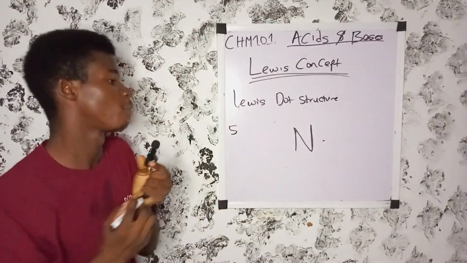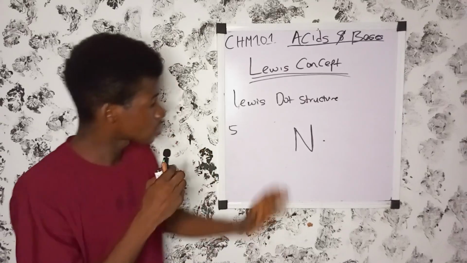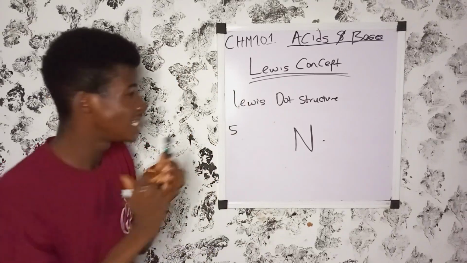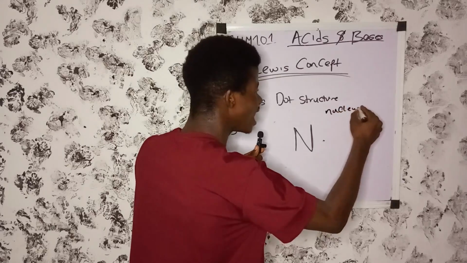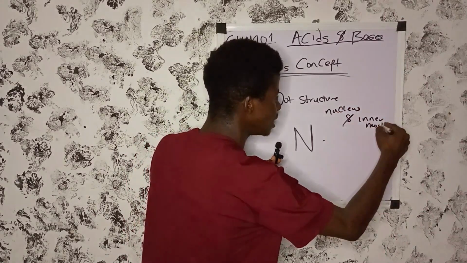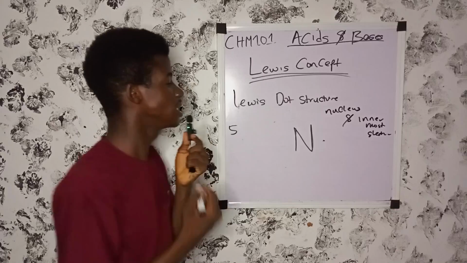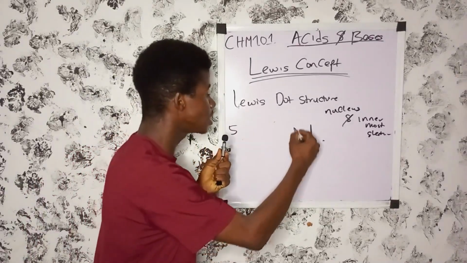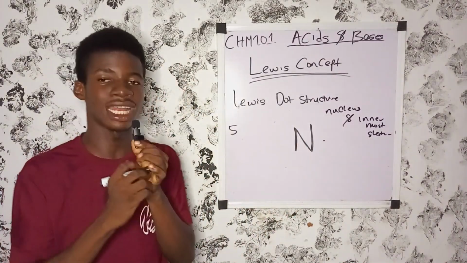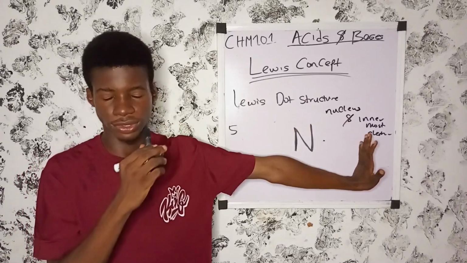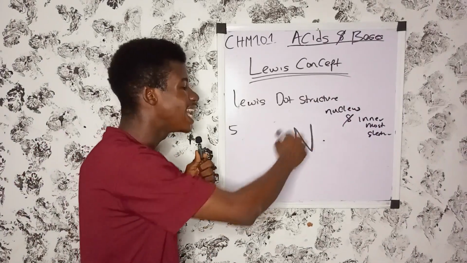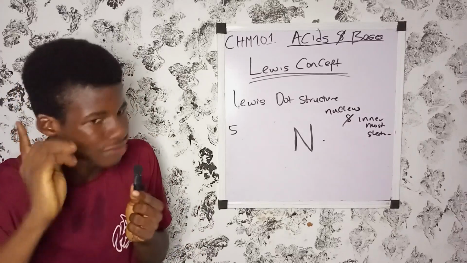Now, the Lewis structure states that the symbol of an element is used to represent the nucleus of that element and the innermost electrons. This law says that the symbol of an element represents the nucleus of that element and what? The innermost electrons of that element. Then surrounding the four corners of that element are the valence electrons of that element.